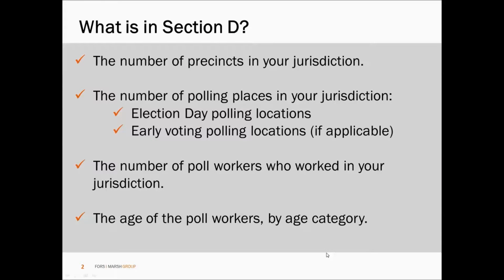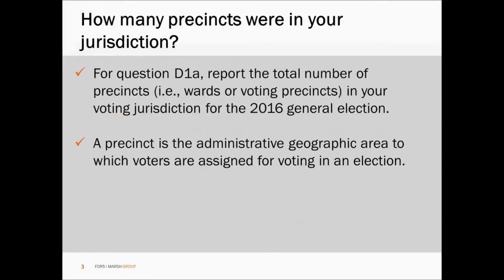So what is in Section D? Section D covers four issues. First, the number of precincts in your jurisdiction. Second, the number of polling places in your jurisdiction, broken out by election day and early voting. Third, the number of poll workers who worked in your jurisdiction. And finally, the age of the poll workers, broken out by age category.